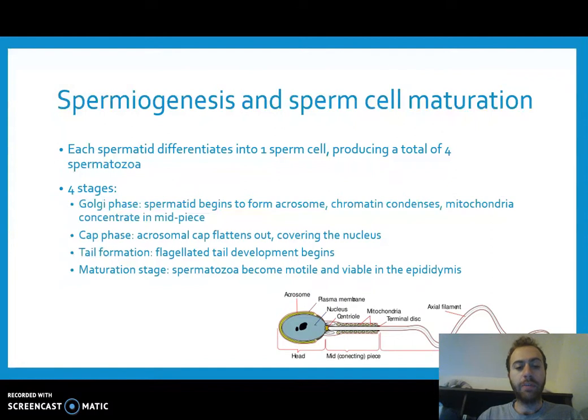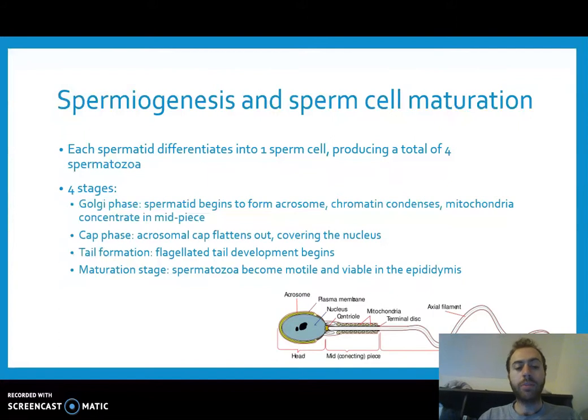Spermatozoa start to develop a flagellated tail, as you can also see here, which helps propel the sperm through the female reproductive tract. It is important to note, however, that sperm do not swim out of the male reproductive tract. They are pushed through muscular contractions.